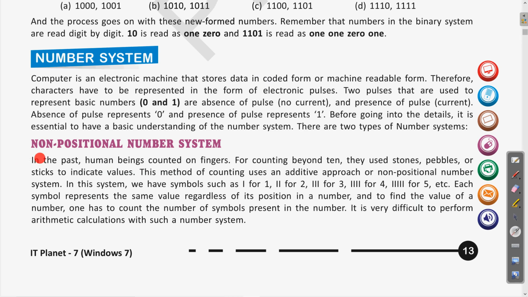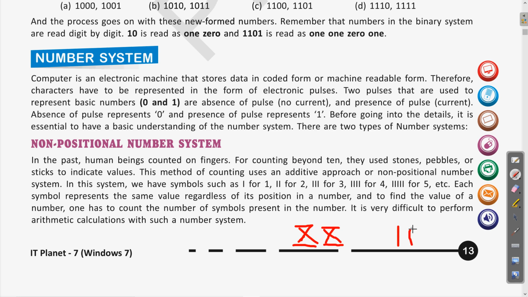So what is a non-positional number system? The non-positional number system is any number system in which the position of the number will not cause any change. For example, if we take the Roman number system, suppose we are writing 20, in Roman we will write this as XX, where X denotes 10. So here, as you can see, wherever this X is placed, its value will always be 10 only.